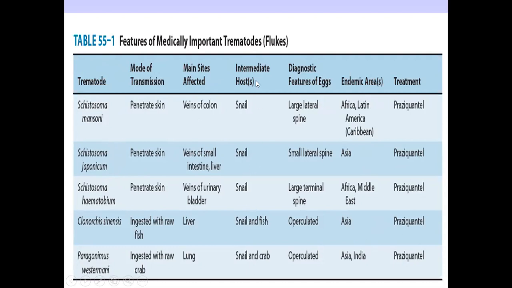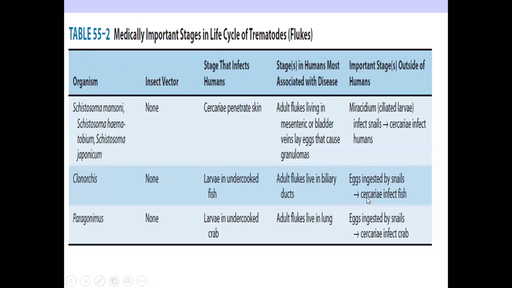These snails are the hosts which are going to help in the development of this parasite. Then the diagnostic features would be the large lateral spine in case of Mansoni and a small lateral spine in case of Japonicum. This is rounded in shape. The Schistosoma Mansoni is oval in shape. And Haematobium is also oval and it has a large terminal spine.